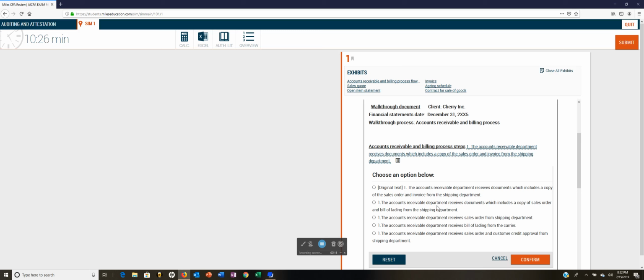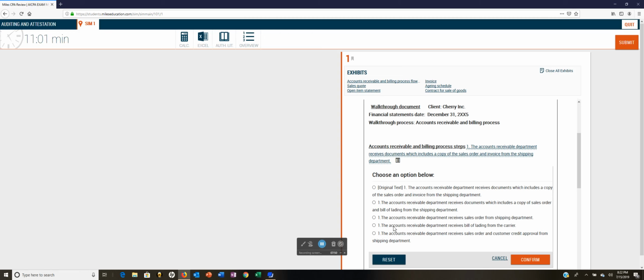That sounds better, because we know that the shipping department is the one that creates the bill of lading, right? A bill of lading is just a document that indicates what is shipped. Let's look at option two. The accounts receivable department receives a sales order from the shipping department. Well, that is like a subset of option number one there. So again, that could be right. But if you remember the diagram from our book, you'll notice that there should be a bill of lading involved.